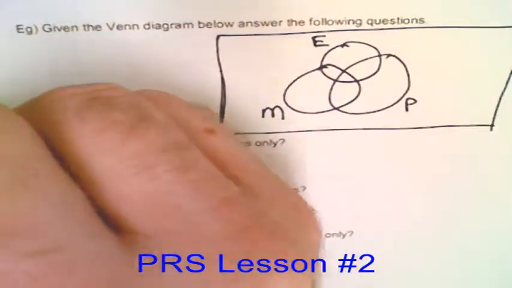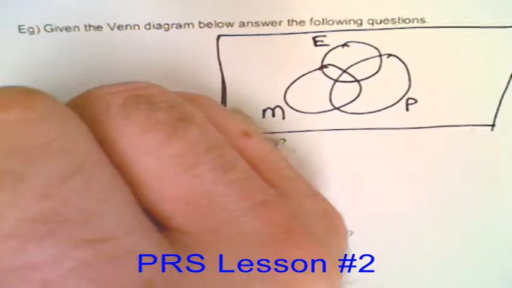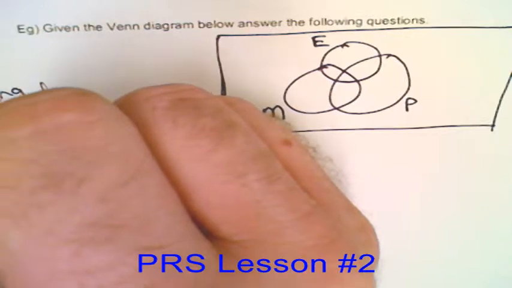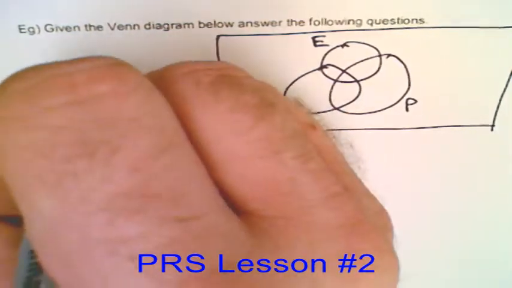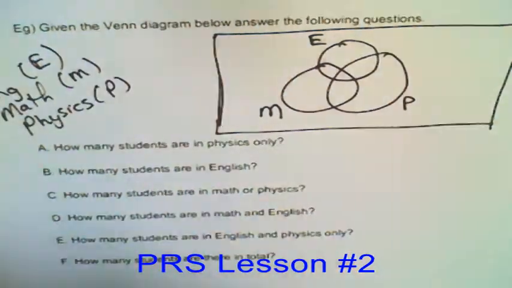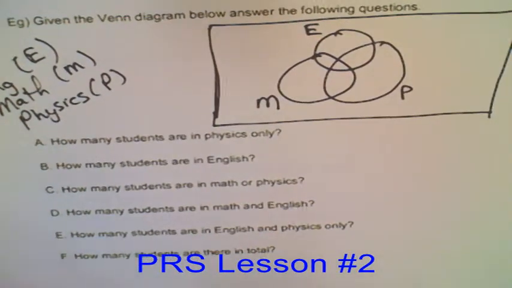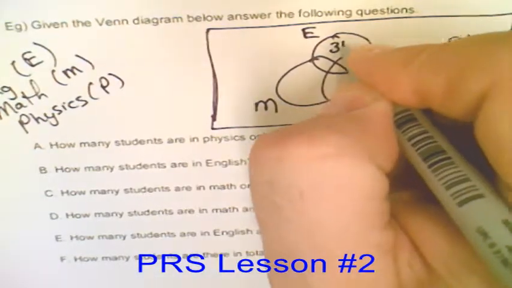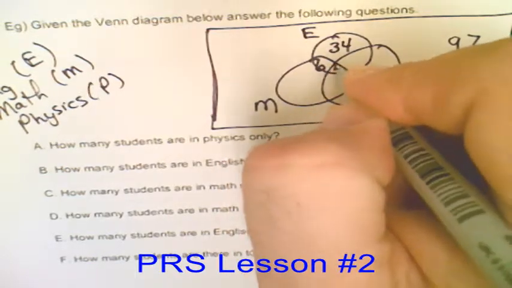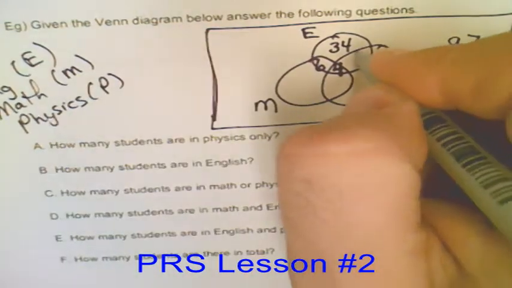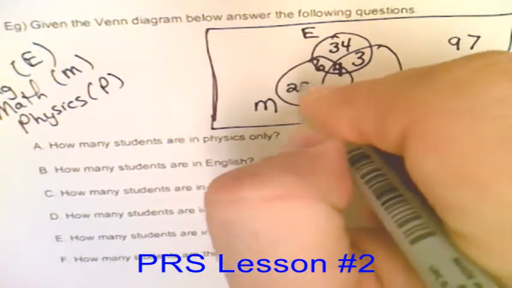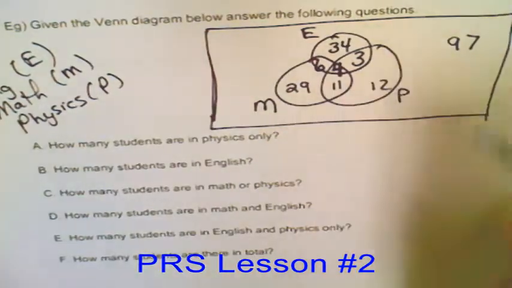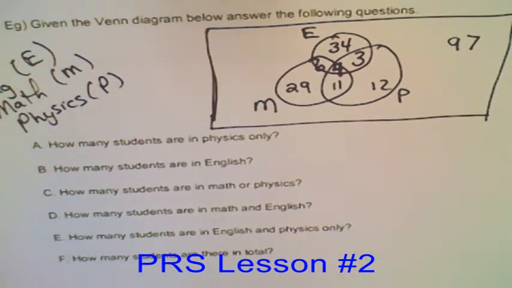Okay? Given this Venn diagram, and I'm going to give you a larger Venn diagram. There's my universal set. Inside in there, I've got 3 circles. One is E for English, one is M for math, one is P for physics. So I'm just going to write English, math, physics. Physics is P, math is M, English is E. Just as a legend, just so you have it.